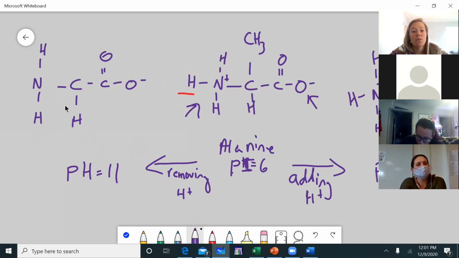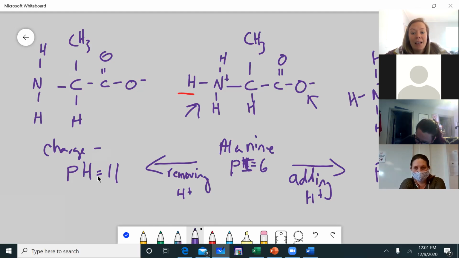So what happens to the overall charge here? It went from positive to neutral. So now there's a negative side to this molecule. Let me add the R group, CH3. Okay. So the charge here is negative.